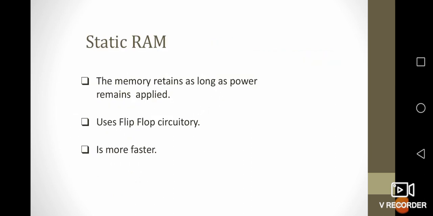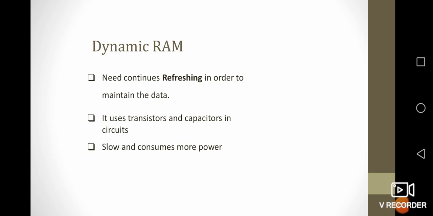What is a static RAM? As I told you earlier, it retains the data only till the power remains. It uses flip-flop circuitry and it is very fast. You might be thinking, why is it needed? Because it is very, very fast to access the data. Next one is the dynamic RAM.